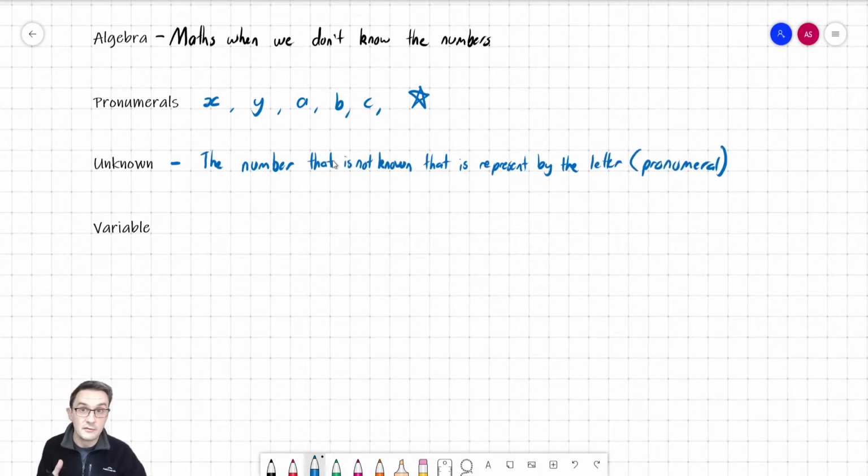Now, another one of these which we need to be able to understand is variable. A variable is just describing the unknown number, but in this case, we're saying it can change. Sometimes it could be the number 5, another time it could be the number 10. This idea of a variable we'll look at in a little bit, but it's where we've got an unknown number that can change its value.